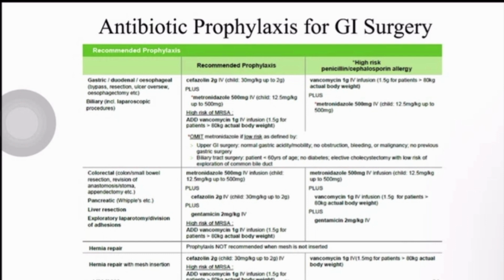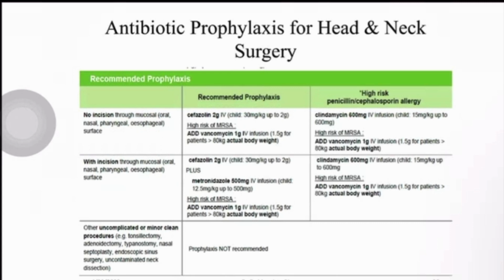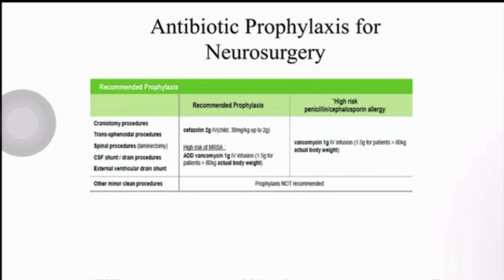For hernia repair, prophylaxis is basically not recommended. It's a clean surgery, but if we are going to be putting in a mesh, we will need an antibiotic, although there are antibiotic impregnated meshes which could be used. Then for breast surgery, we could also give antibiotics. Endocrine surgery prophylaxis is usually not recommended. Then moving on to surgeries for the head and neck, I'll just move to the next slide to hurry up.